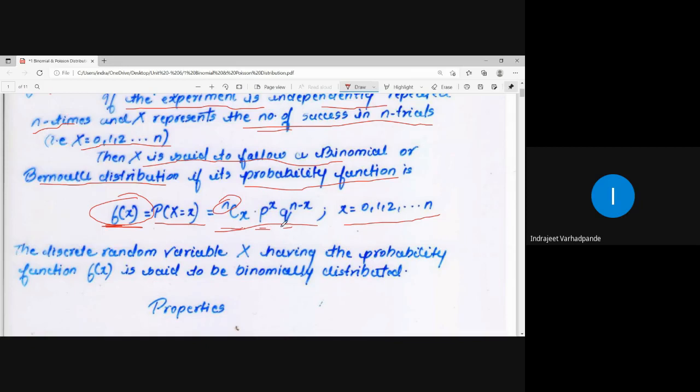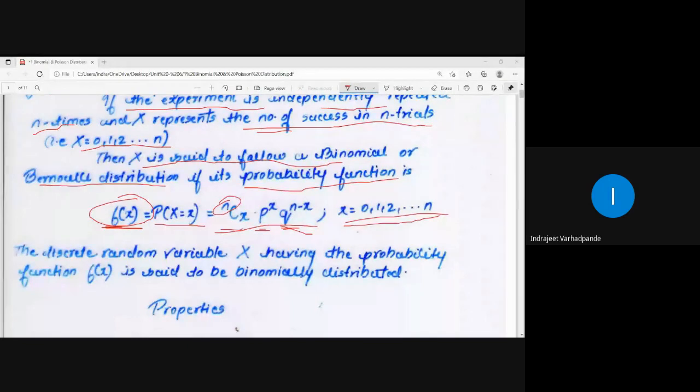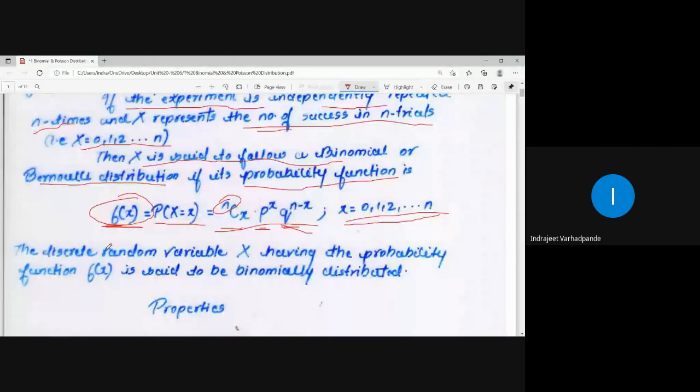So p to the power x, remaining will be q, which is the probability of the failure, and n minus x, where n is the number of trials and x is the number of possibilities for the success, which is subtracted. So I get q to the power n minus x, and this is valid for x = 0, 1, 2, 3 up to n. So accordingly, we will have this quantity as the formula for calculation of the probability function. I hope everybody has understood the probability function formula.